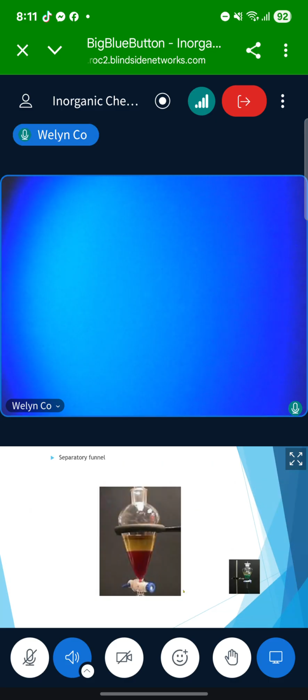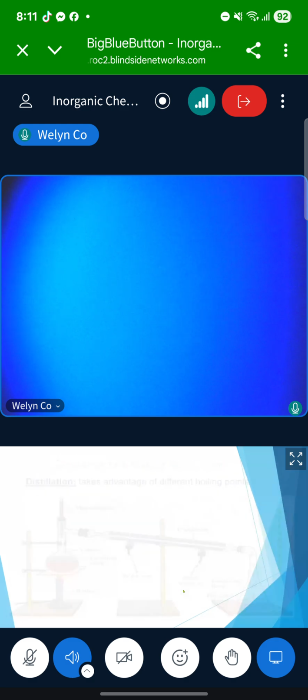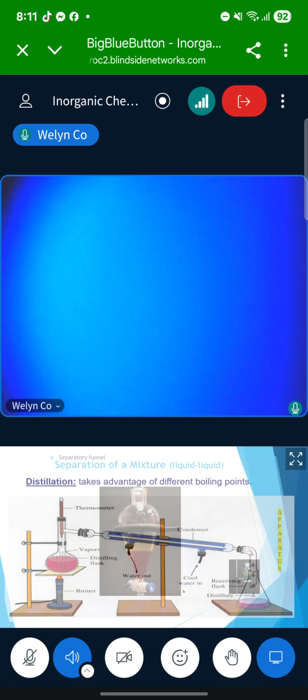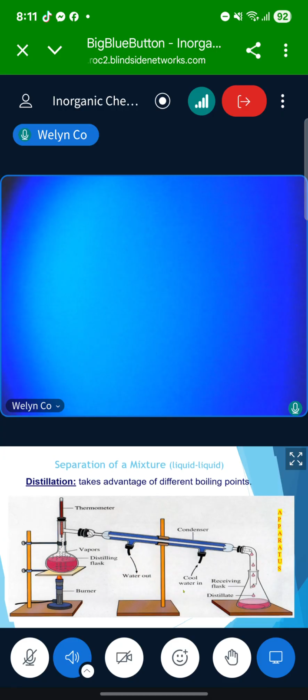Hindi natin ito nagawa. Okay, yan ay sa iodine. Ito yung isa sa mga proseso din, how to separate the components. It is done by using your separatory funnel, and this is where we call your extraction process. Distillation, ito din yung ating simple distillation in the laboratory.